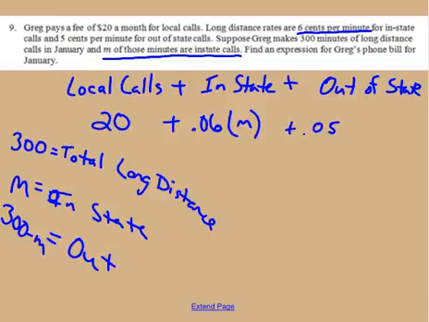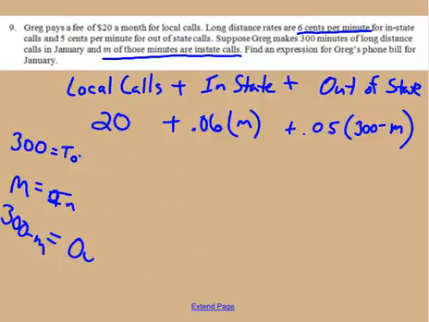So our variable here for out of state, instead of putting a Y or an N or something silly, we're actually going to just eliminate it. We know that out of the 300 minutes of long distance, if you subtract the in-state ones, you're left with how many you use out of state. So now we only have one variable. Well, that's beautiful because I can solve then.